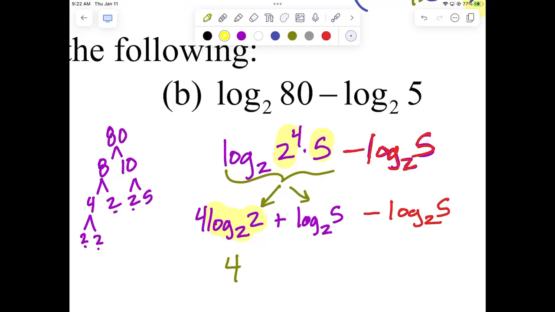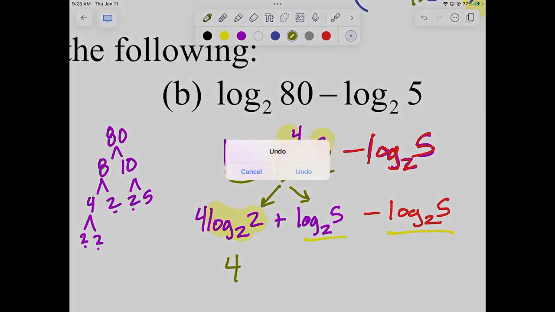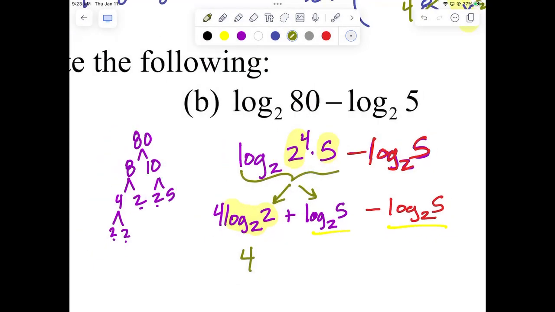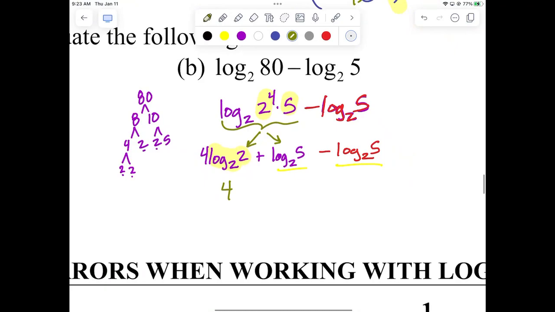Or you can look at it up above. Log base 2 of 2 to the 4th is 4. So I get 4. And then what happens with these two? They subtract out to give you 0. What's 4 plus 0? 4. Oh, my gosh. I got the same answer. Tell me how you did it.